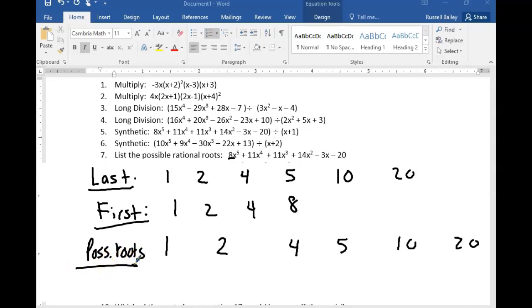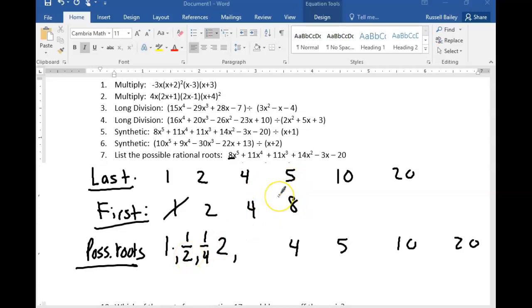But then we're also going to do all these numbers over 2 now. So 2 over 2 is 1, so I don't need that. But 2 over 4 is a half. We do need that. 2 over 8 is a quarter. We need that one as well. And that's in for that. Then we do 4 over 2, which is 2. We have that. 4 over 4, which is 1. We have that. 4 over 8, which is half. We have that. So we're done there.